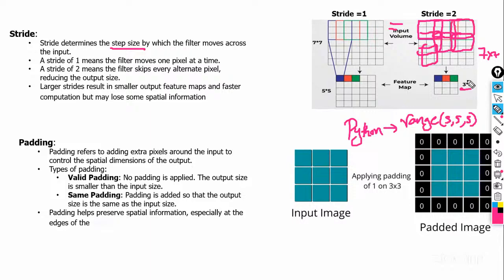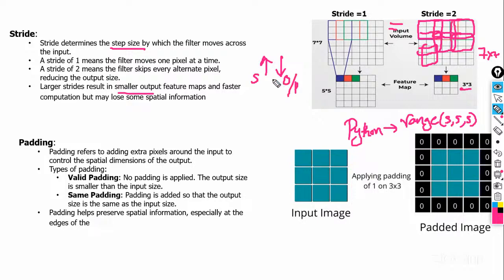Larger strides are going to result in smaller output. That's what we have observed. When I use stride as 1, 7 by 7 became 5 by 5. If I use stride 2, 7 by 7 became 3 by 3. So when I increase the stride, I can observe that my output size decreases. So this is the stride, and this is the size of the output.